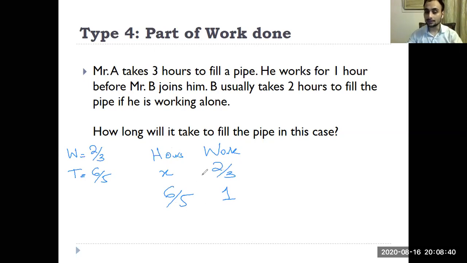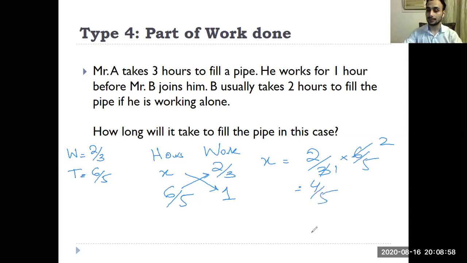मगर entirely जब वो एक साथ काम कर रहे हैं, उन्हें पूरा काम नहीं करना. A ने थोड़ा सा काम किया हुआ है. कितना काम करना है? 2 by 3. Again, a directly proportional relationship, and you end up with x as 2 by 3 into 6 by 5. 3 ones are, 3 twos are, and 4 by 5. So together when they work, they take 4 by 5 hours to finish 2/3 of the work. And baki 1/3 A ne akele kiya tha, and it took him 1 hour. So in total, this becomes 9 by 5 hours.